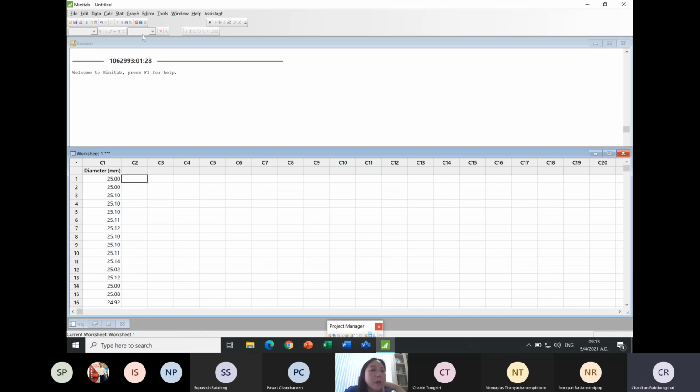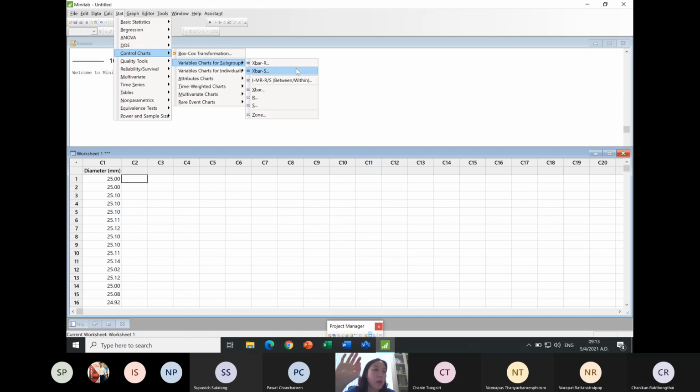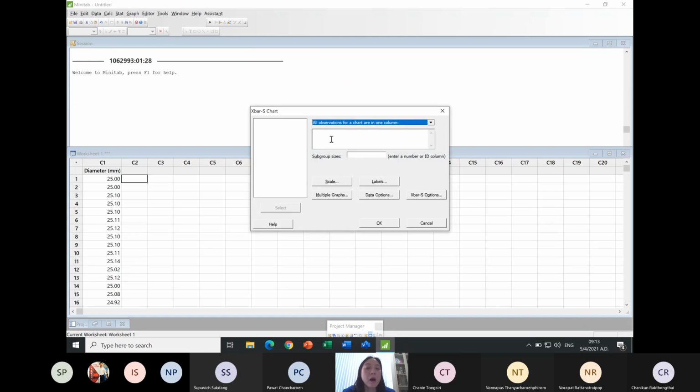On the top, you see, go to the Stats module, and then Control Charts, and now we are plotting X bar and S charts. It's under Variable Charts for Subgroups, because we divide the data into subgroups of 5 data points. You click on that and then you select X bar and S.